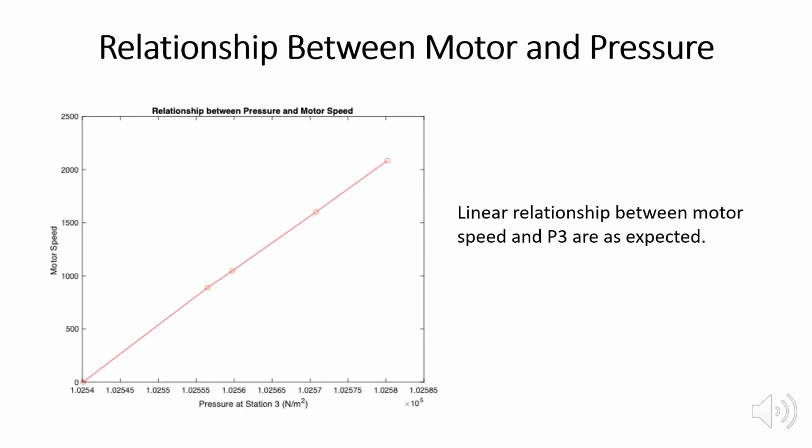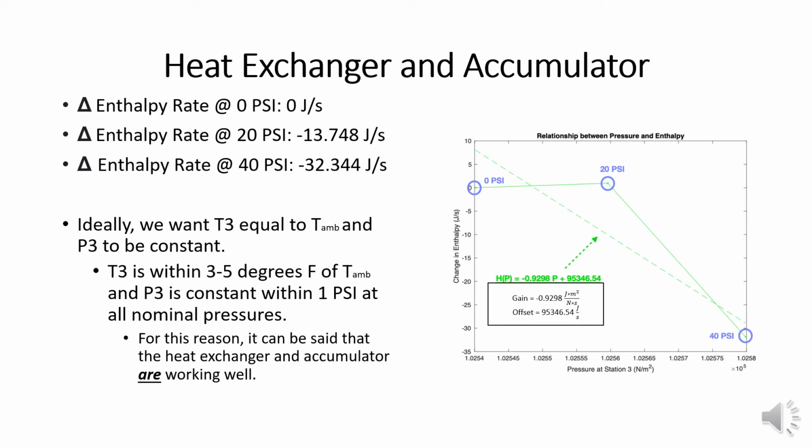The motor and compressor draw in air at low pressure and discharge it at high temperature and high pressure. Therefore, it is expected that with increasing motor speed, the pressure will increase linearly with it, as expressed in red in the plot shown for 0, 16, 20, 31, and 40 nominal psi. The plot to the right shows that as we increase nominal pressure by increasing the motor speed, the change in enthalpy becomes more negative, as shown by the linear regression, which has a gain of negative 0.9298 and an offset of 95,346.54 joules per second.